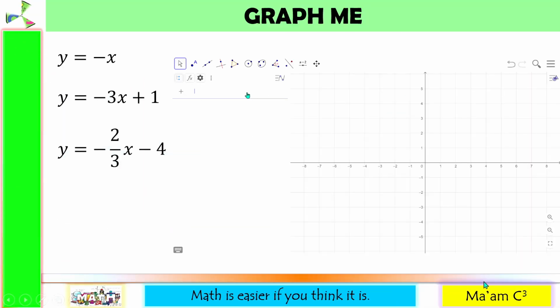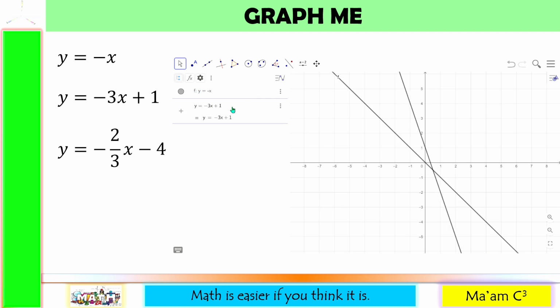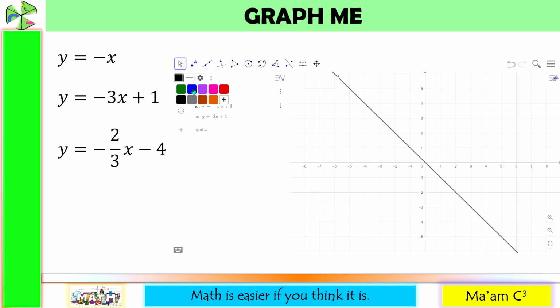Let's have another activity. Graph me. Okay, let us graph the first one. We have y is equal to negative x. Let's have the other one. y is equal to negative 3x plus 1. Let us change the color of this. Let's make it blue.